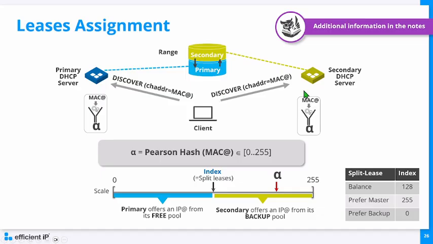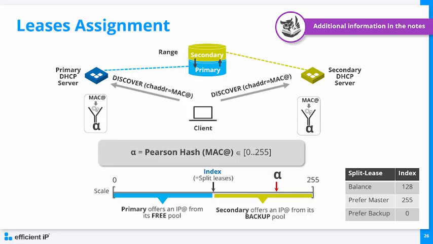The source MAC address is the client MAC address. So when the server receives the discover message, they will know the MAC address and they will use the MAC address of the client to perform a hash. You see, Pearson hash. The hash result will be a value from 0 to 255. When both servers receive the MAC address and hash it, they get a common hash value. It will be the same hash value on both servers. The hash value is a number from 0 to 255.